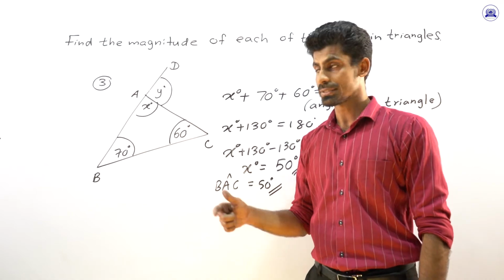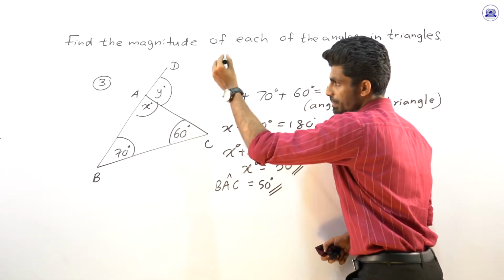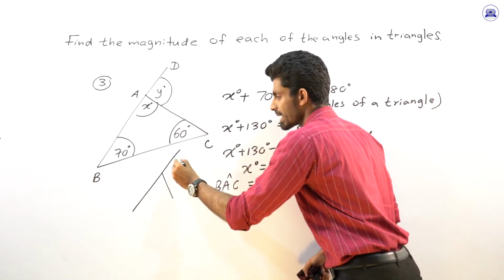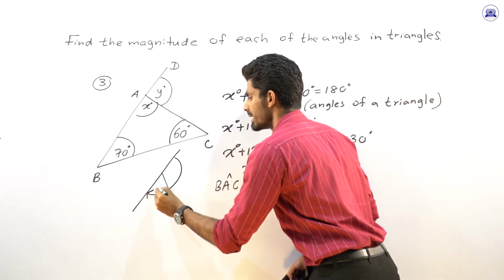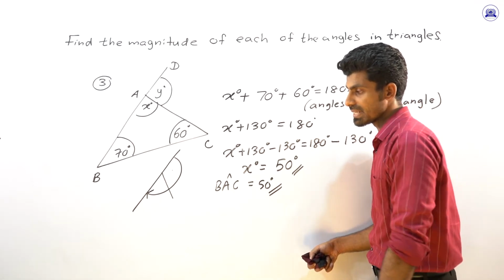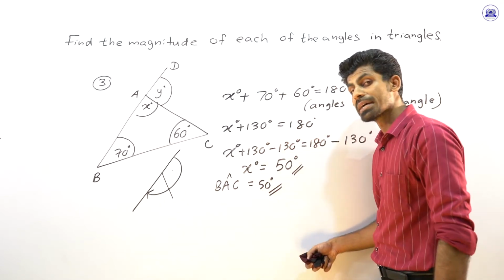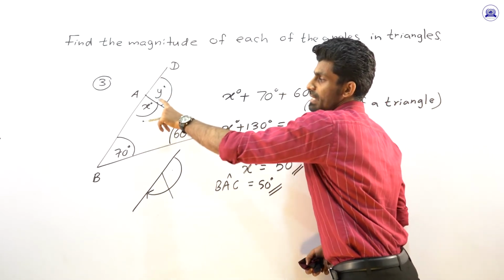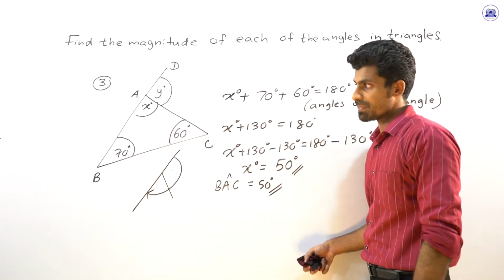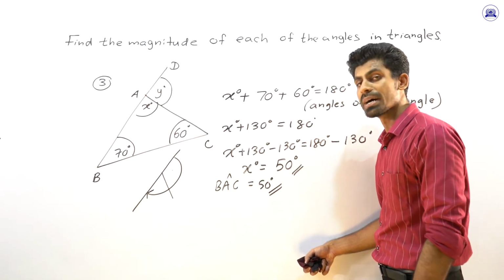But we have another angle to find. What is that one? y. So we need to find out y also. This is a straight line. On a straight line, the summation of the angles adds up to 180. So the sum of these two angles also equals 180.